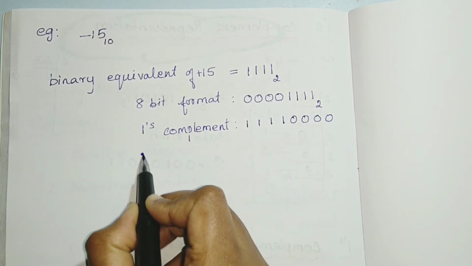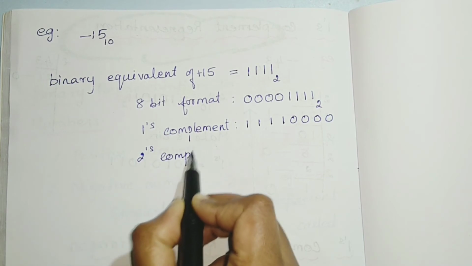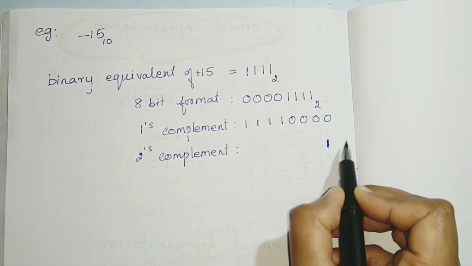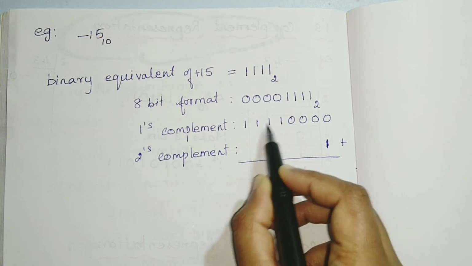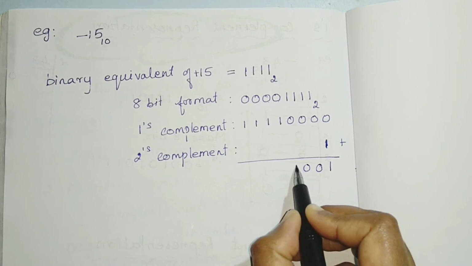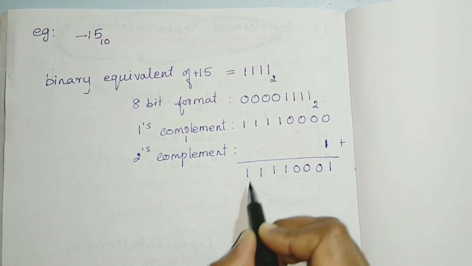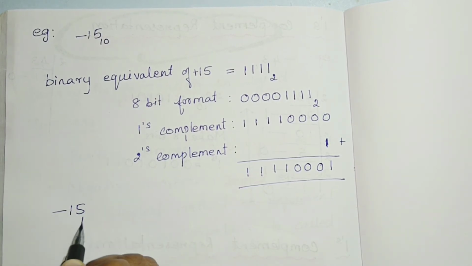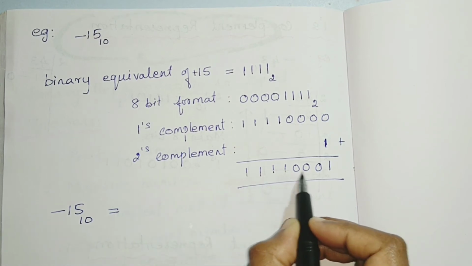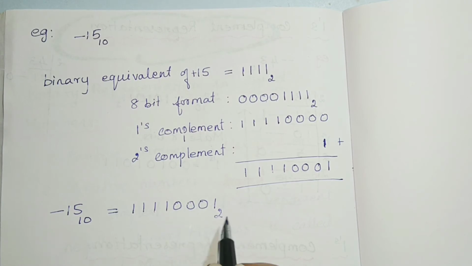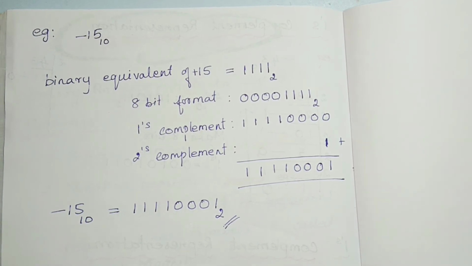Now we have to add 1 to find the 2's complement. So simply add 1 to the least significant bit. So 0 plus 1 is 1, and the rest of the numbers remain as they are. So this is the result of 2's complement. So minus 15 base 10 is equal to 1 1 1 1 0 0 0 1 base 2. So this is the result. So it is used only for negative numbers.